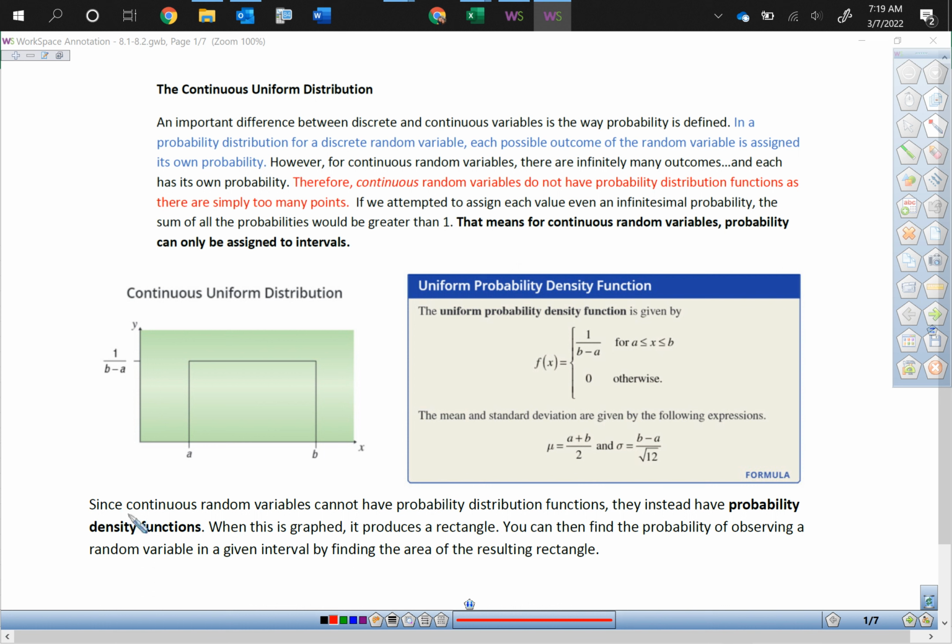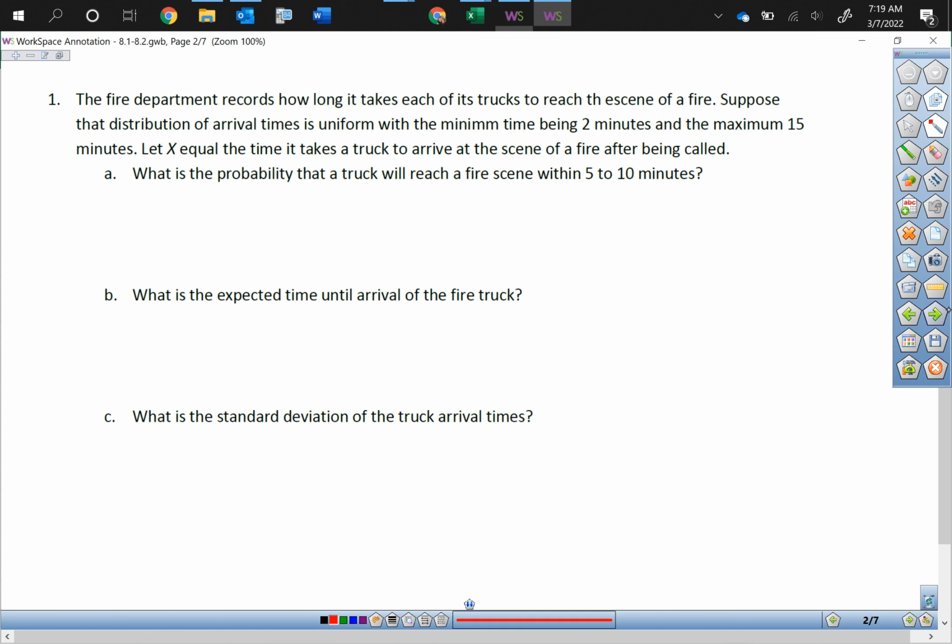Okay? Now, since continuous random variables cannot have probability distribution functions, they instead have probability density functions, which is where this comes from. Okay, we can't have a probability distribution because there are too many points. We have a probability density function. When this is graphed, it produces a rectangle. You can then find the probability of observing a random variable in a given interval by finding the area of the resulting rectangle. So let's give this a shot, and we're going to work out how it works here.